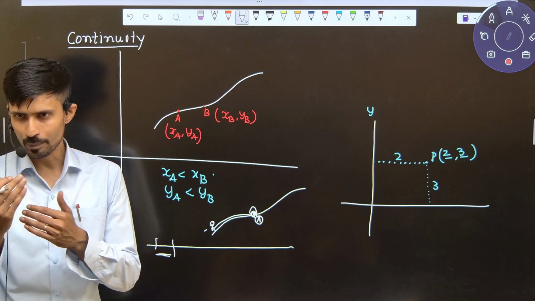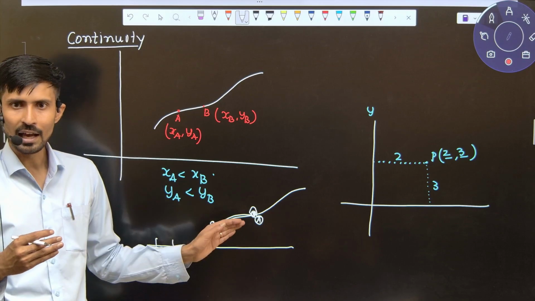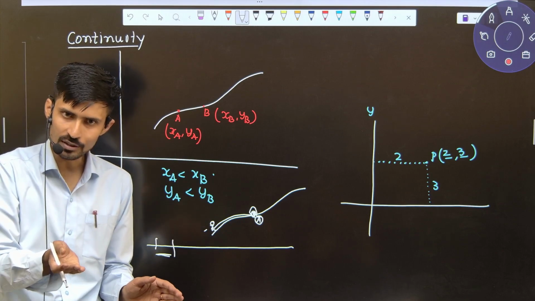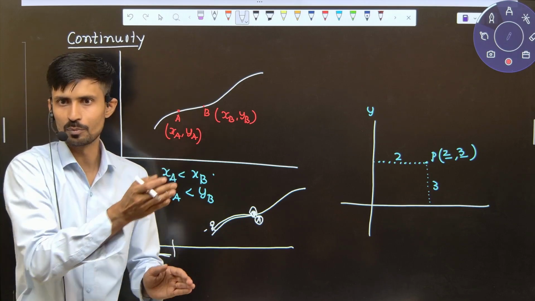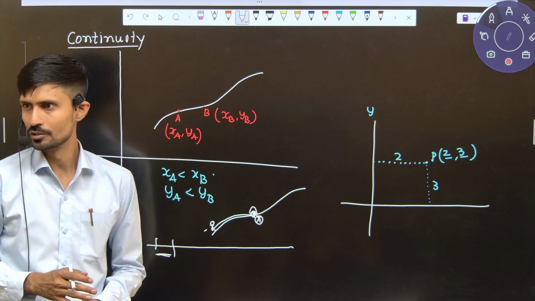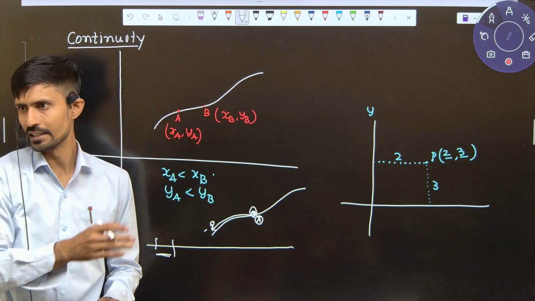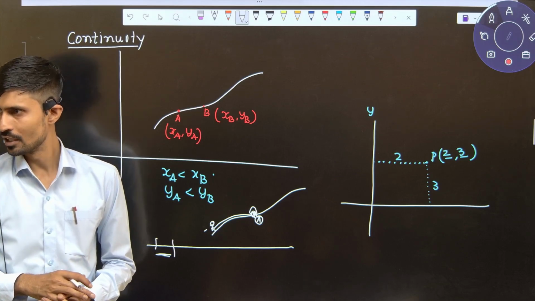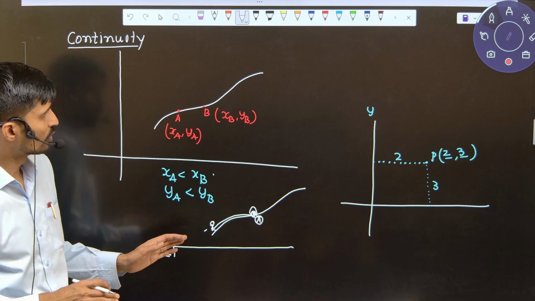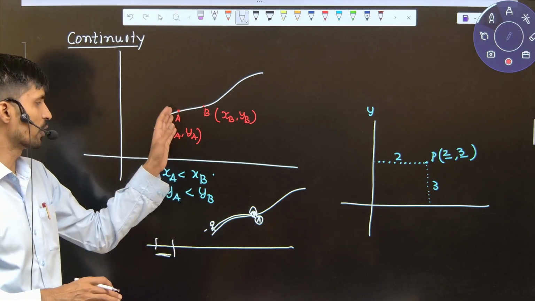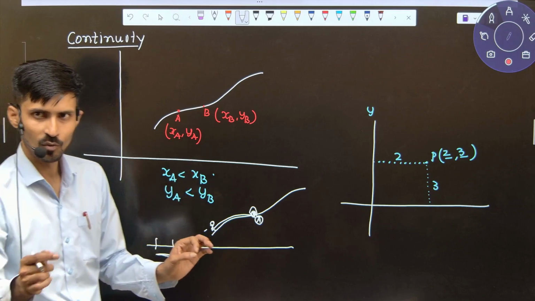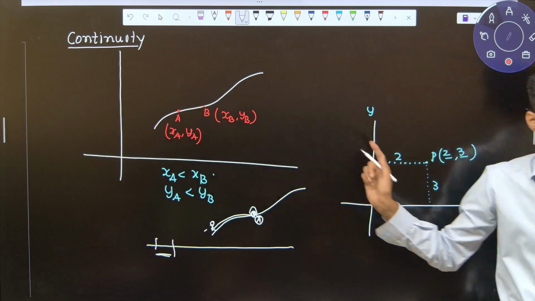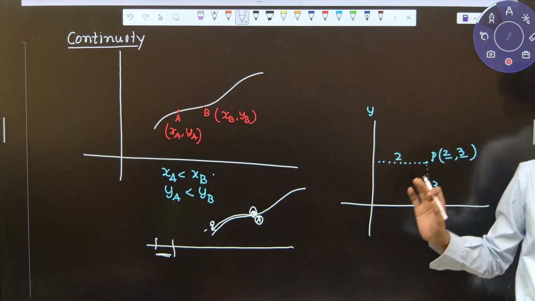And what is our personal communication language? At point A, you raised your feet and put it at the next point. You didn't walk through point A, and that leads to discontinuity. Understood? So you can draw these two things. One minute is given to you. Write down the topic name, continuity, and draw both things. Then I will come to the next point.